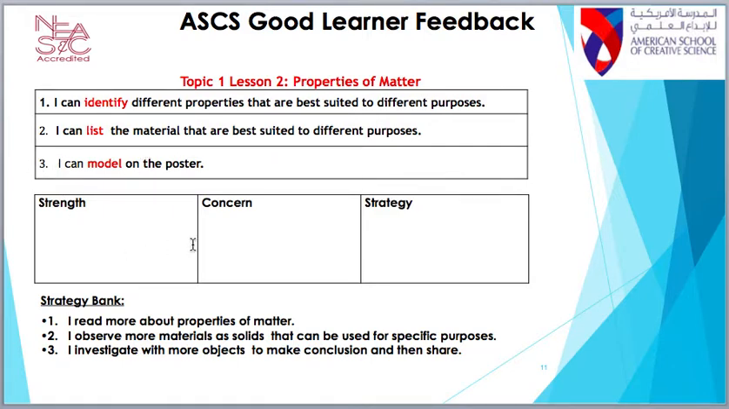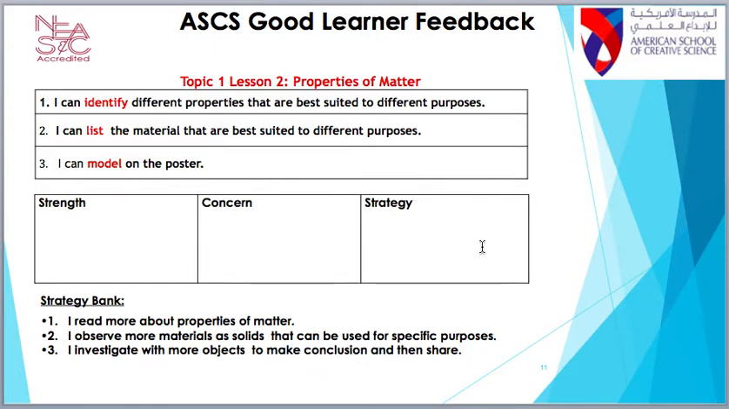And here we have three boxes. Number one is your strength. So what is your strength? What are you really good at? What have you achieved already? Concern is where you're having a little bit of a problem solving it, a little bit of confusion, you're not clear about it. Strategy: what are the strategies that you used to achieve this? So here is a bank of strategies that you can use, or maybe you use a different strategy.